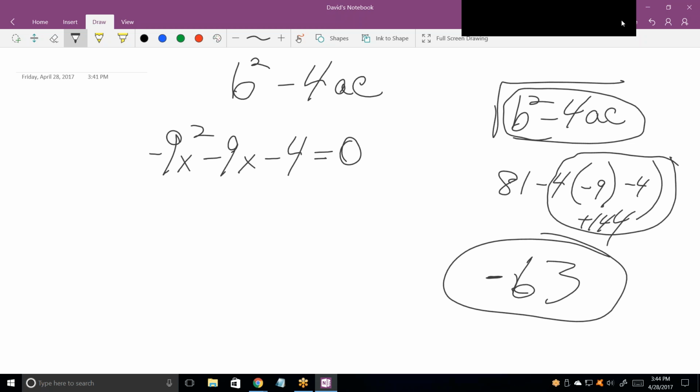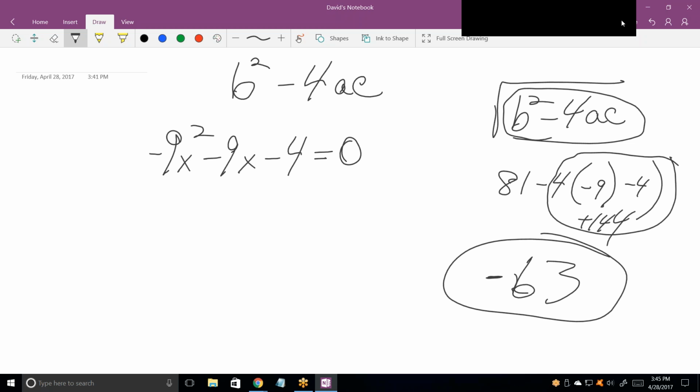Remember, there's only three possibilities. There's two real, there's two imaginary, or there's one real. If it's 0, there's one real. If it's positive, there's 2 real. If it's negative, there's 2 imaginary. It's exactly how you would think.